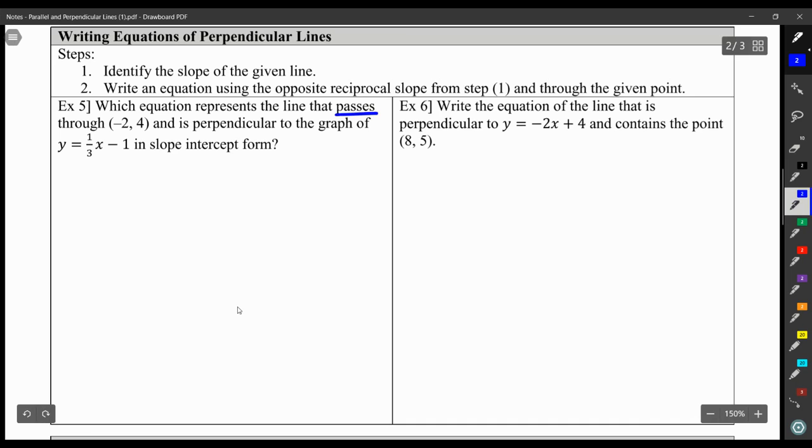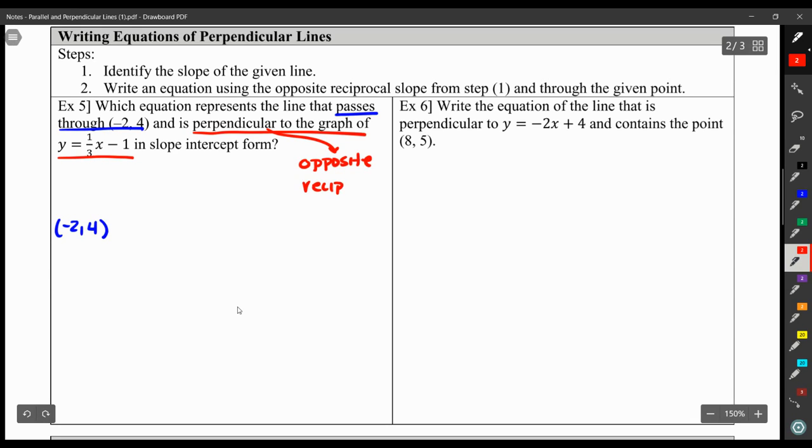So I know that my new line has to pass through (-2, 4), so that it has to be on the line for my new equation. And then I also know that I need to be perpendicular to the graph of y equals 1/3 x minus 1. And perpendicular lines have opposite reciprocal slopes. So if it said parallel, I would use the same slope, but since I want perpendicular, we're going to use opposite reciprocal slopes.